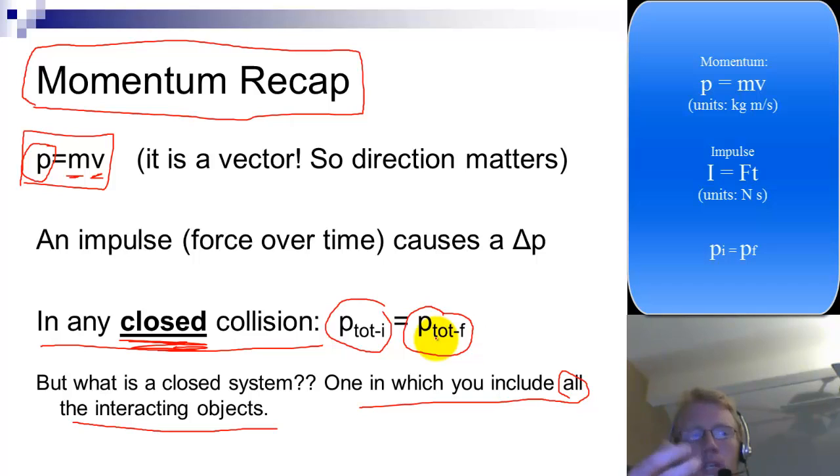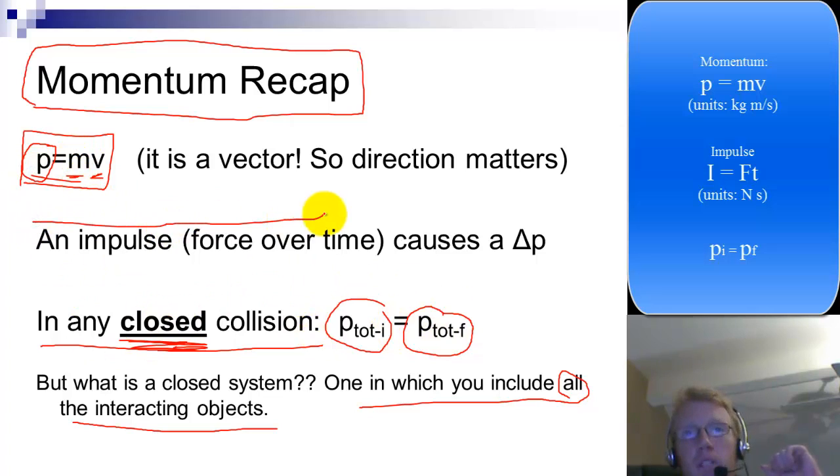But there's one more participant here, right? The bat is also experiencing a force by the person's hands that's holding it. So you have to extend your system, which is all the objects that you're including, to make sure that all the forces that are exerted that are relevant to your system are included. Otherwise, your initial will not equal your final. So that's momentum before and after.